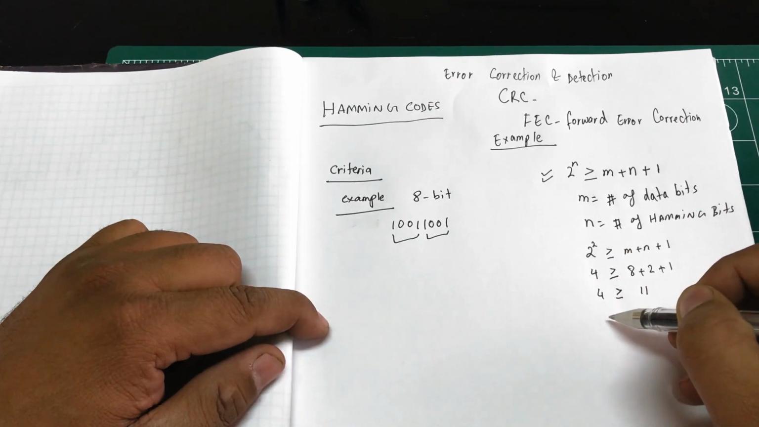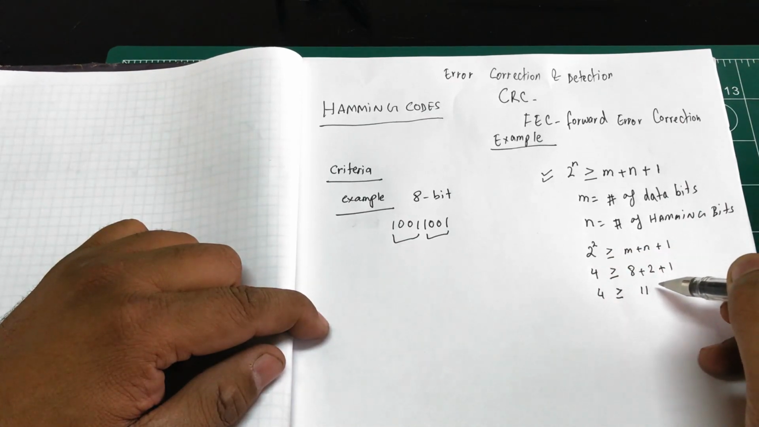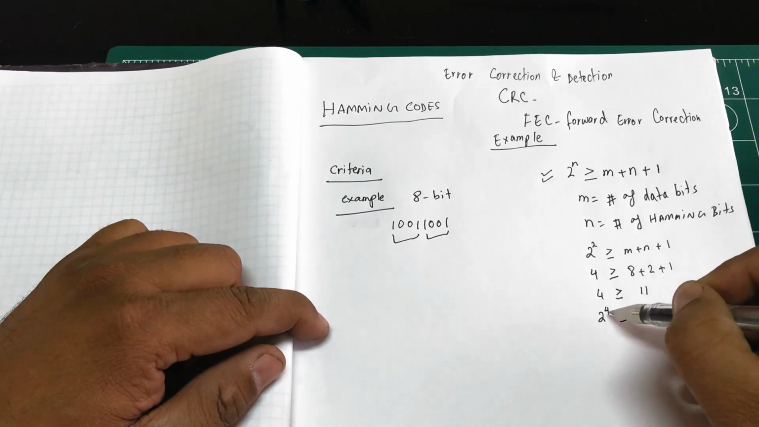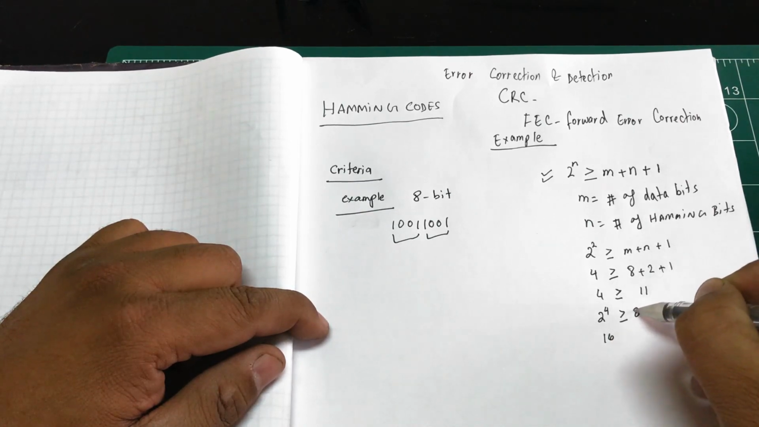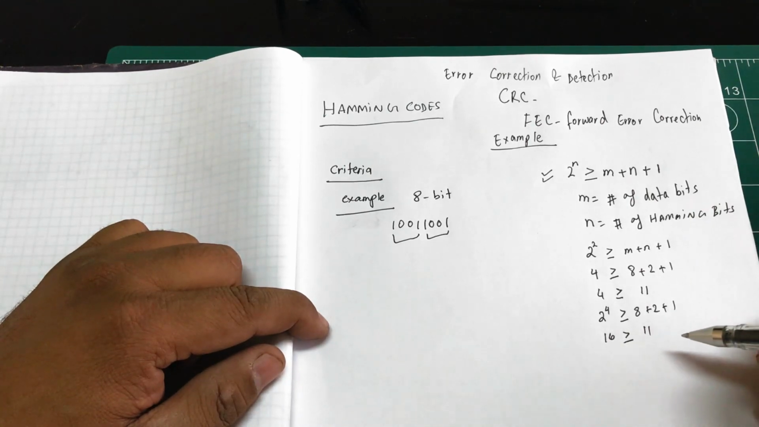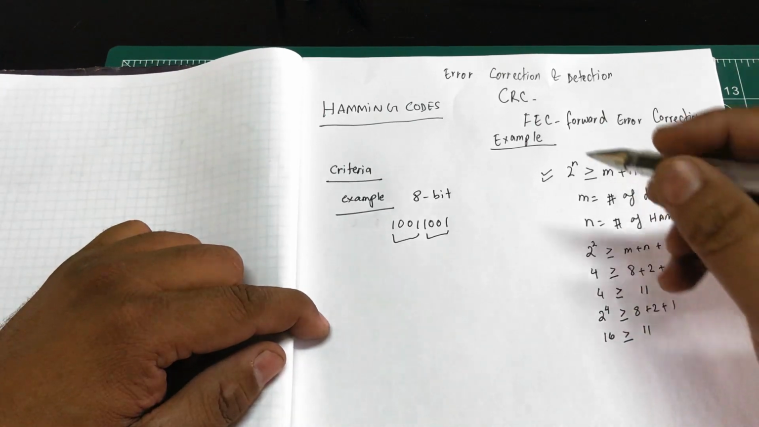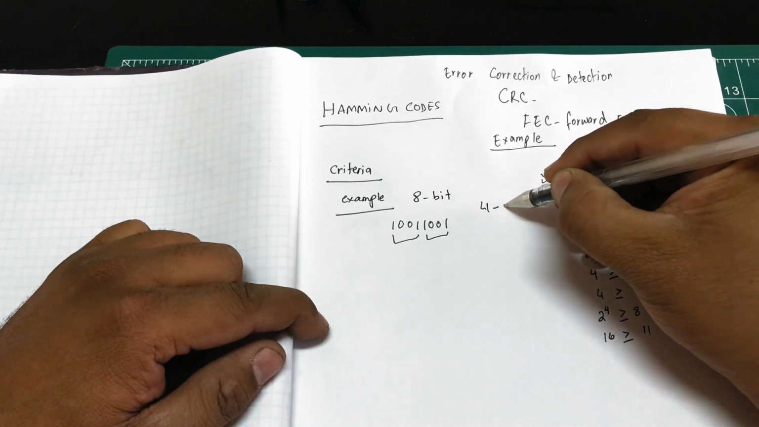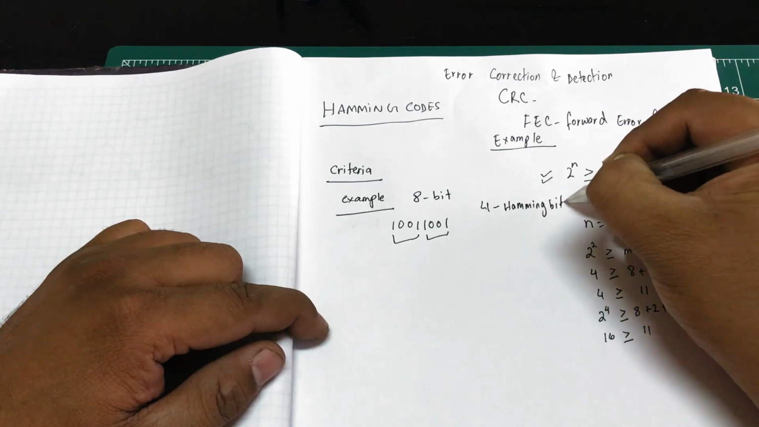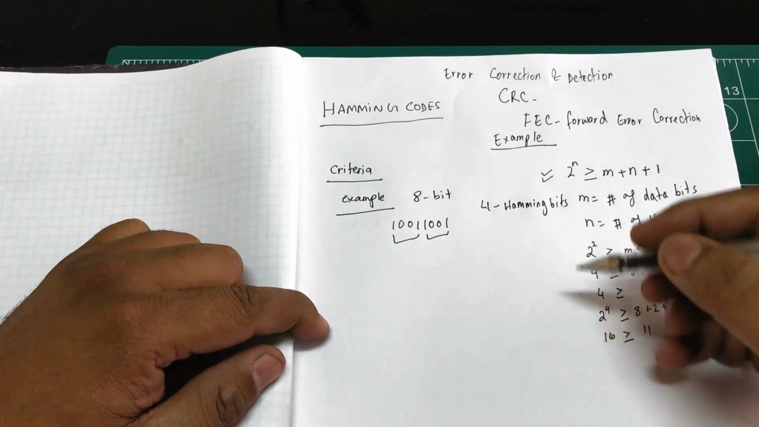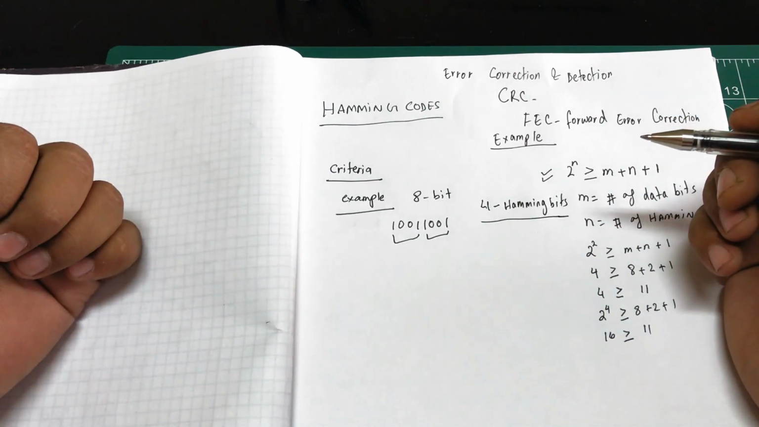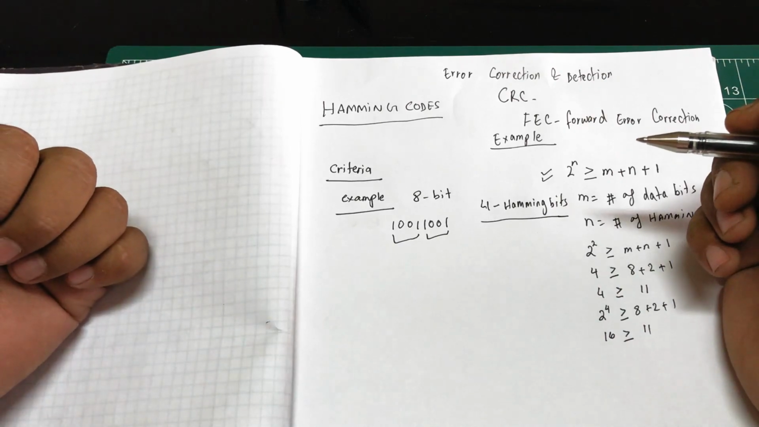So we need to try 2 raised to 3, which is 8. Surely it will not work out. If I try 2 raised to 4, that is 16. Then 8 plus 4 plus 1 is definitely going to be less than this. So I need to add 4 Hamming bits in our example, in order for me to do error detection and, at the same time, error correction.